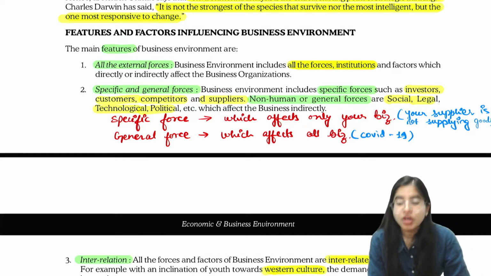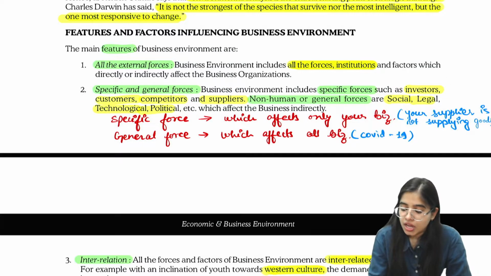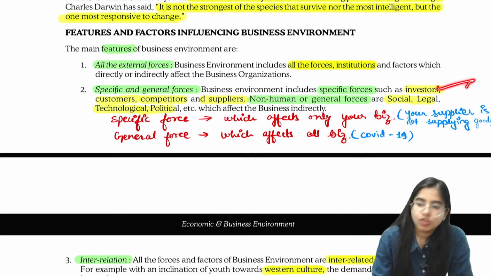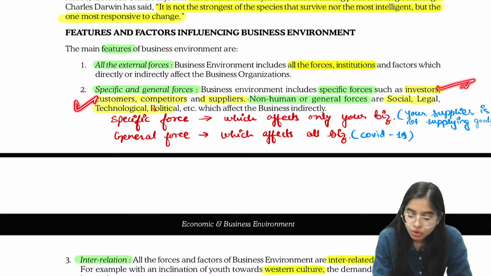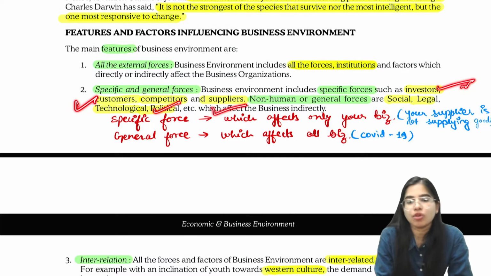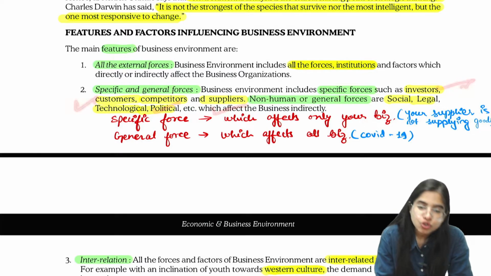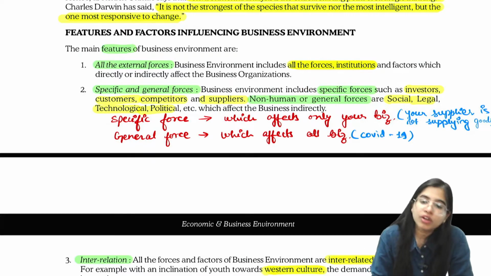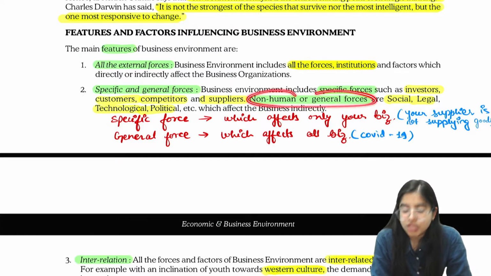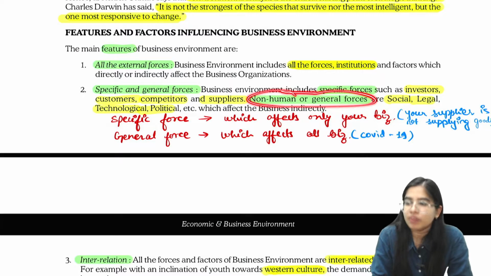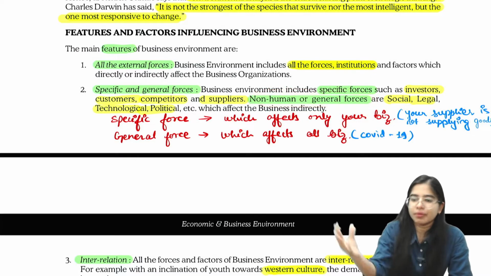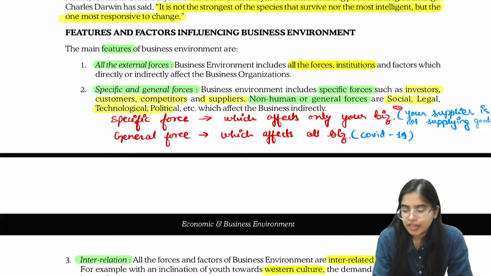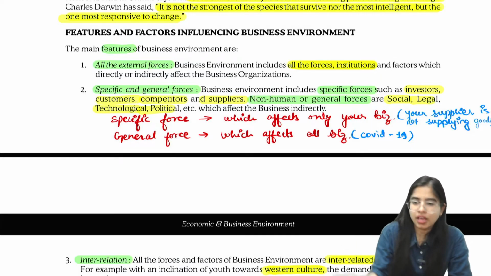Specific forces include people, humans like investors, the people who have invested money in your business, customers who purchase goods from you, your competitors, your suppliers from whom you purchase raw material. All these humans come under specific forces. Who comes under non-human or general forces? In general forces, the non-human, like government, is not one human. Government is a body. Society is not one person. Society is like a body.